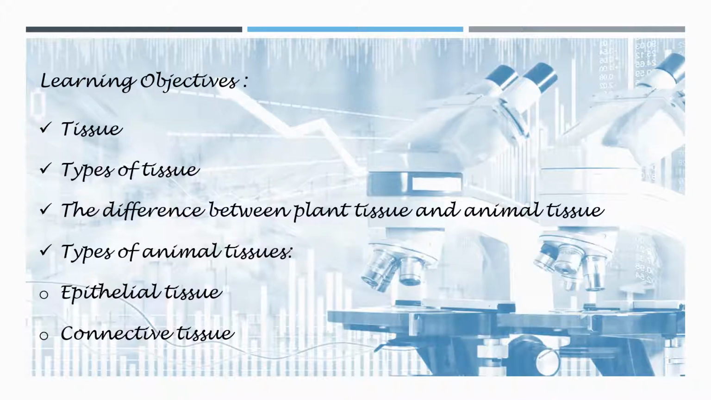So students, before beginning with the module, let's see what the learning objectives are. In this video, you will be learning about tissue, then types of tissue and the difference between plant tissue and animal tissue. And then you will be learning about the types of animal tissue, and under types of animal tissue, we will be learning about epithelial tissue and connective tissue.